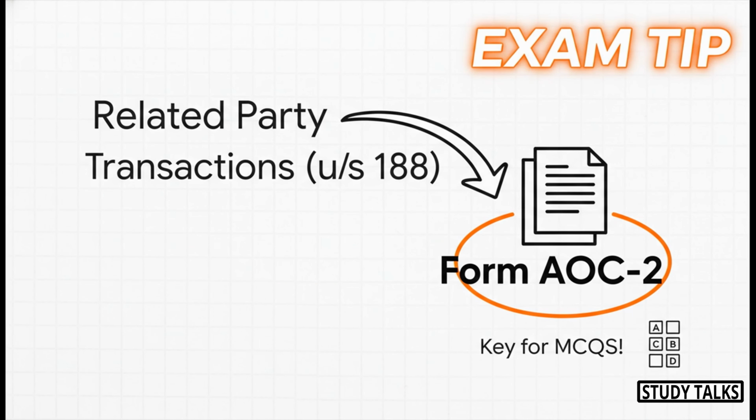Okay, lean in for this one. This is a huge exam tip. I'm serious. Pay attention. When a company deals with related parties, under Section 188, they have to disclose the particulars. But not just anywhere. It has to be in a specific form. And that form is Form AOC-2. Write it down, highlight it, tattoo it on your arm, whatever you have to do. ICAI loves, and I mean loves, to ask about form numbers in MCQs. RPTs, Form AOC-2. Got it?